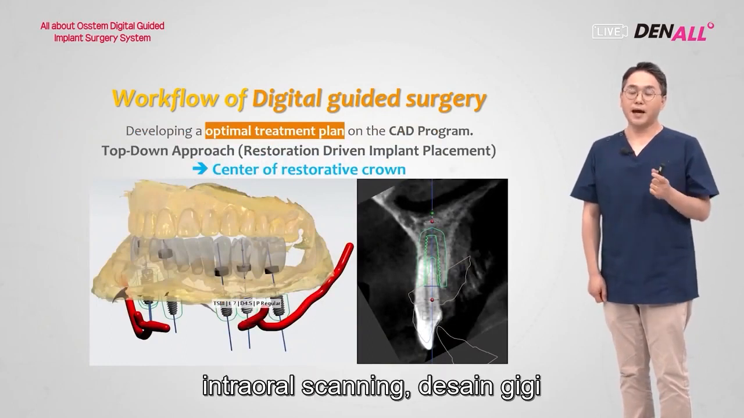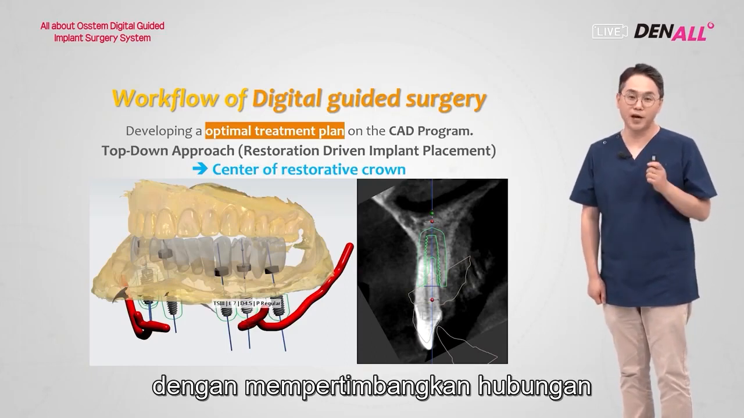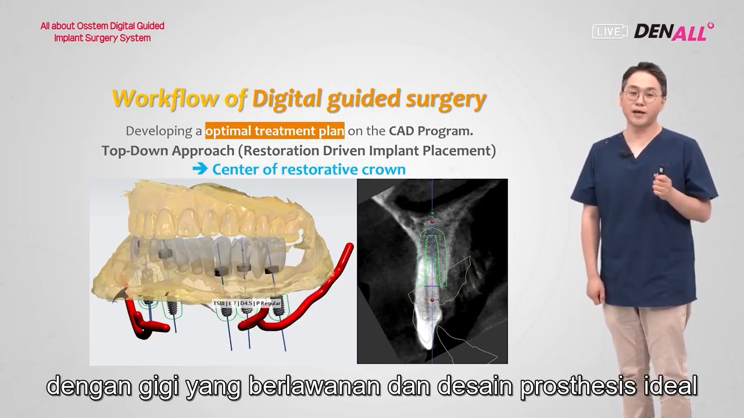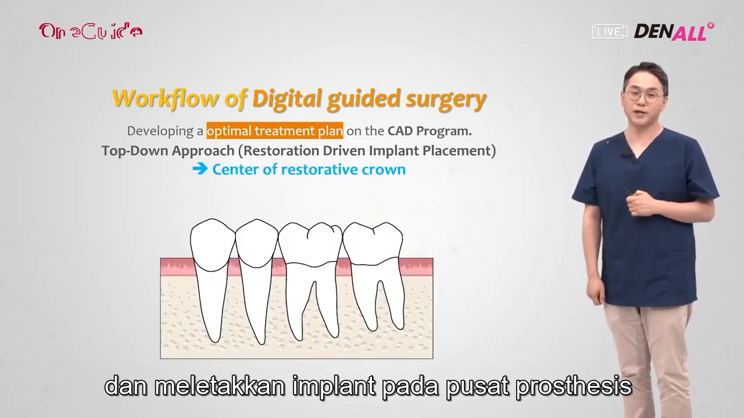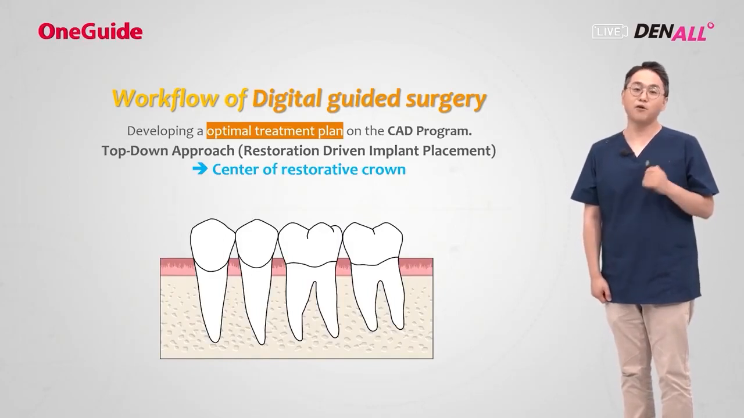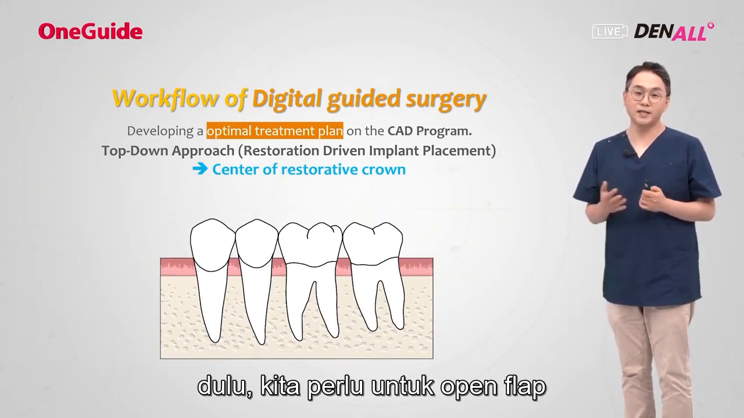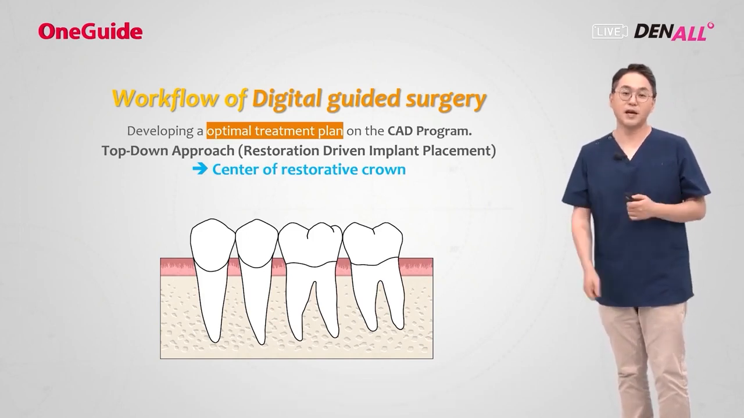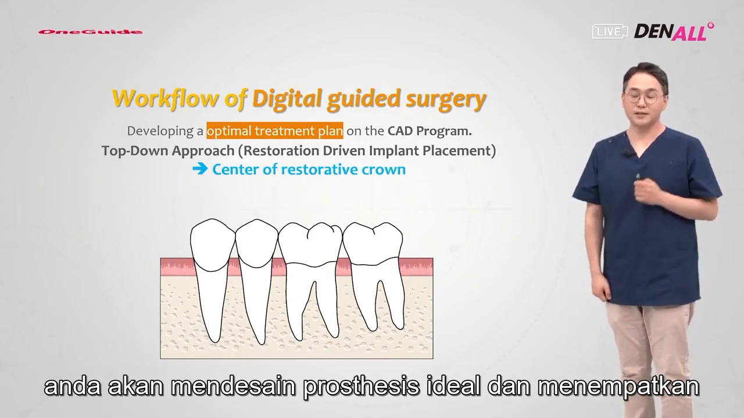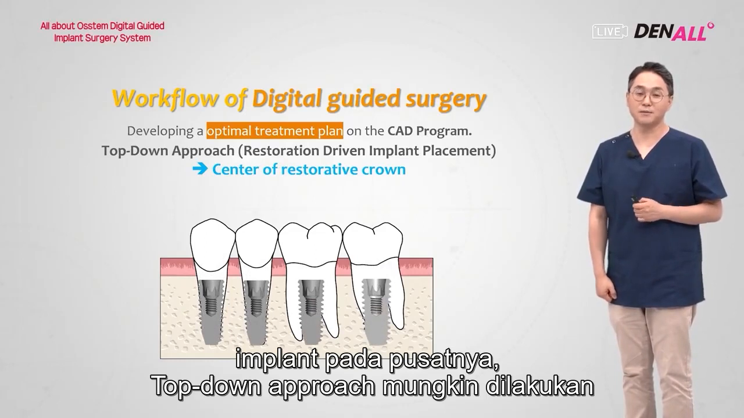After you do model scanning or intraoral scanning, you design the tooth. Prosthesis design is done, considering the relation with the opposing tooth, and you design the ideal prosthesis and put the implant at the center of the prosthesis. This is the top-down approach, or restoration-driven implant placement. In the past, we would open a flap and place the implant where the bone was good, and then make a crown. If you use digital guided surgery, you design the ideal prosthesis and put the implant at its center. The top-down approach is made possible.